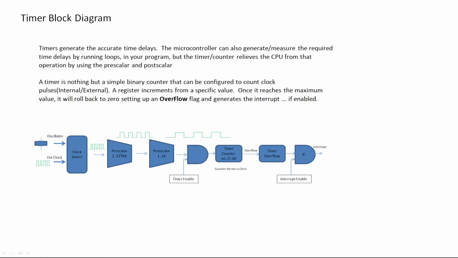So let's talk about what we're going to be doing in terms of the timers. Timers generate accurate time delays, whereas the wait command is an approximation of the time. Microcontrollers can measure and generate those required delays using timers or loops in your program. The timer relieves the CPU from operating in the same way as the wait command, and it uses, in these particular chips, a prescaler and a postscaler.